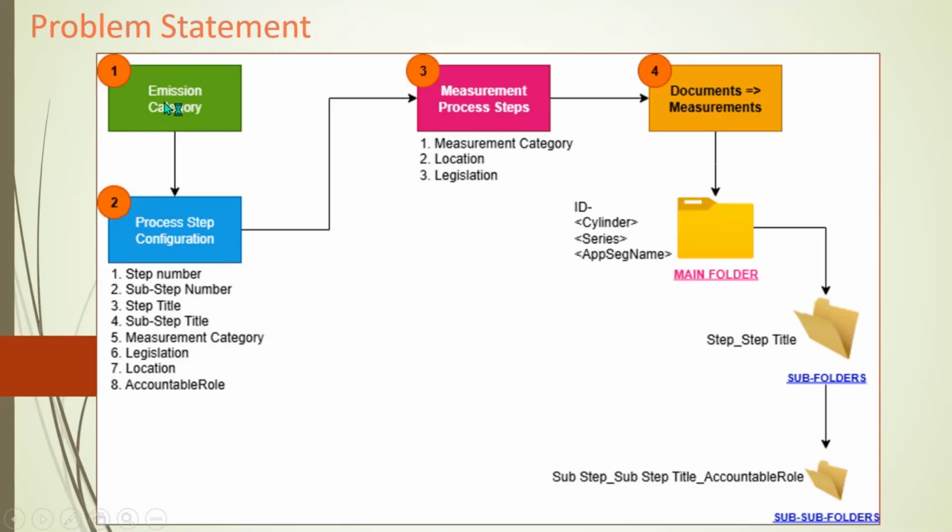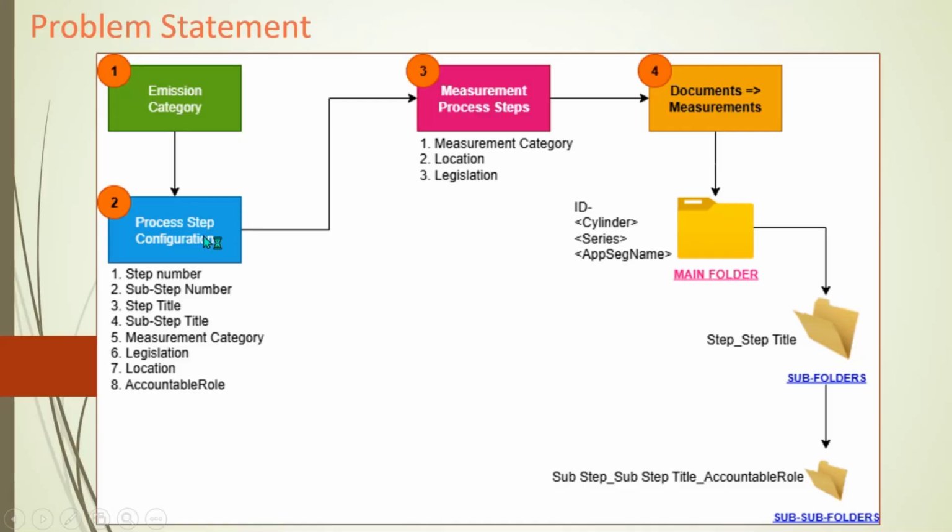So basically, there are 3 lists which I want to talk about. One is the emission category or emission measurement. Once the user creates an item or a record in this particular list, based on 3 prime or unique values, which are location, legislation, and measurement category, the measurement process steps get created in another list. And how these process steps get created is based on some configuration at the backend.